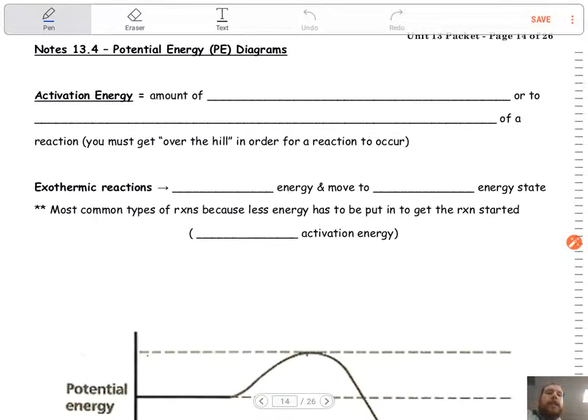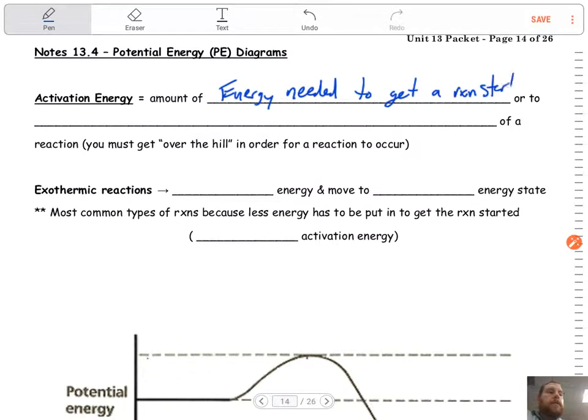Activation energy. If you think about it, energy, activate, right? So it's the energy that is needed to get a reaction started, or to form what's called the activated complex. We're going to talk more about the activated complex a little bit later on when we get into the graphs themselves. So to form that activated complex of a reaction, it's over the hill, right?